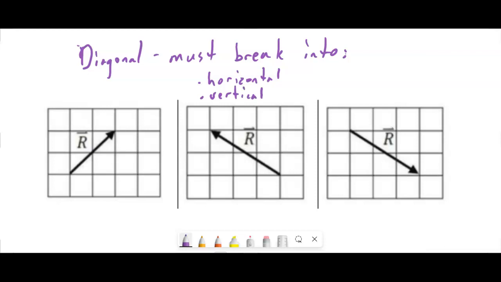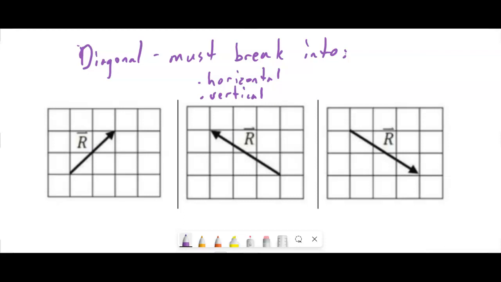Okay, in order to get those two parts, we have to look at the vector, which is right here. Okay, so this could be somebody pulling something up and over at the same time, or it could be somebody on a map going northeast. Okay, but we don't do northeast. We break it up into north and east, or up and over. And so we'll see how to do that.